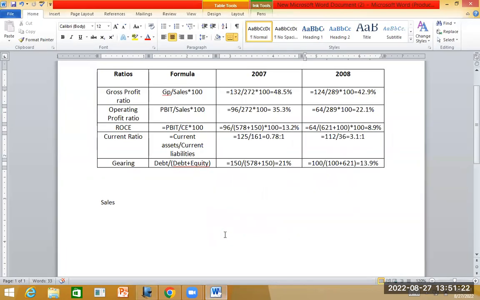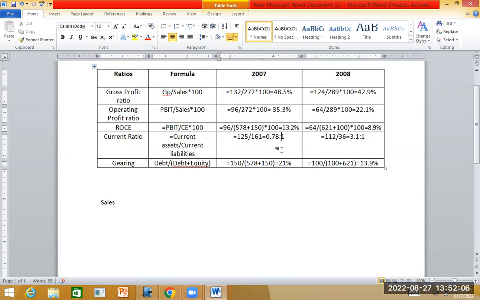So the next ratio is about the current ratio, from 3.1 to 0.78. Why has this ratio changed substantially as compared to the previous year? Inventories also, but they were not. That's part of the current assets. The current assets, if reduced, will definitely have a negative impact on the balance sheet. Yes. So if we remove inventory from the current assets, that will understate the current assets, resulting in the understatement of the current ratio.